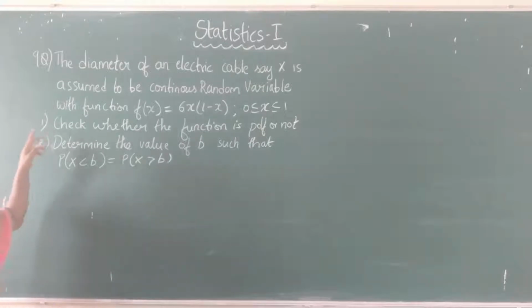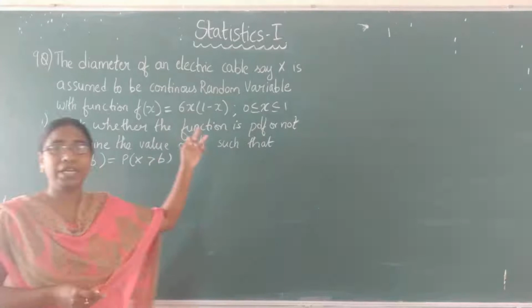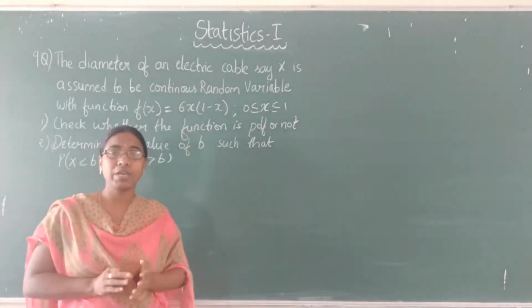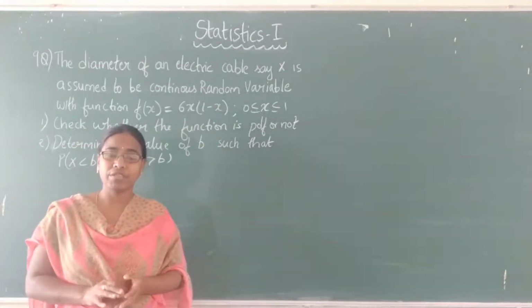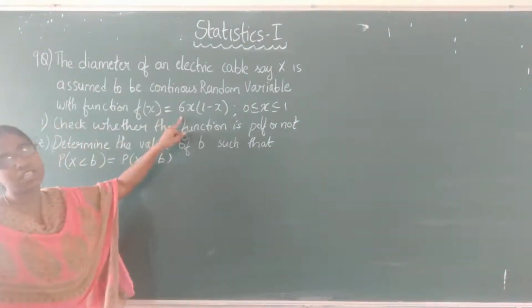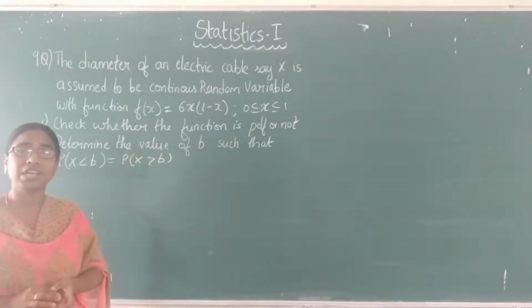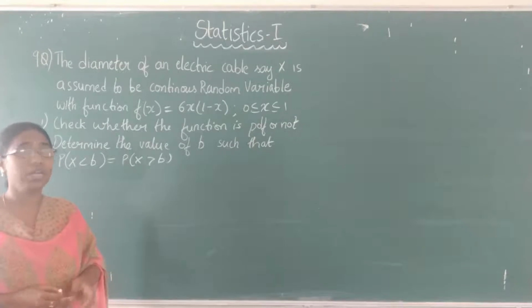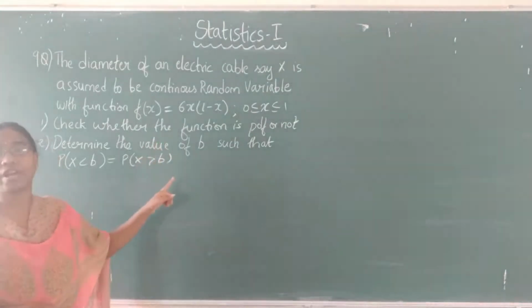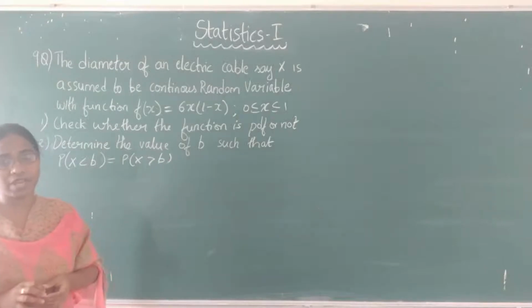Generally in our questions they will specify it is a PDF. The random variable x has the following PDF. The question will be in this format. But here the function is given, and whether it is a PDF or not we don't know. We have to check whether that function is a PDF or not. If it is a PDF, we will find the second. If it is not a PDF, we cannot find the second value also.